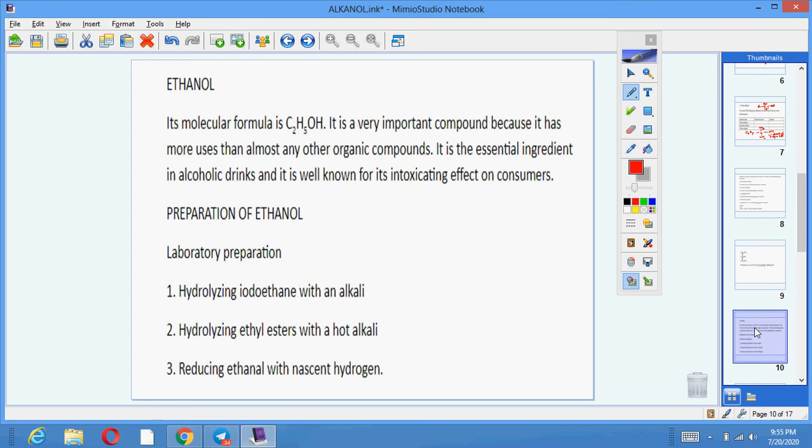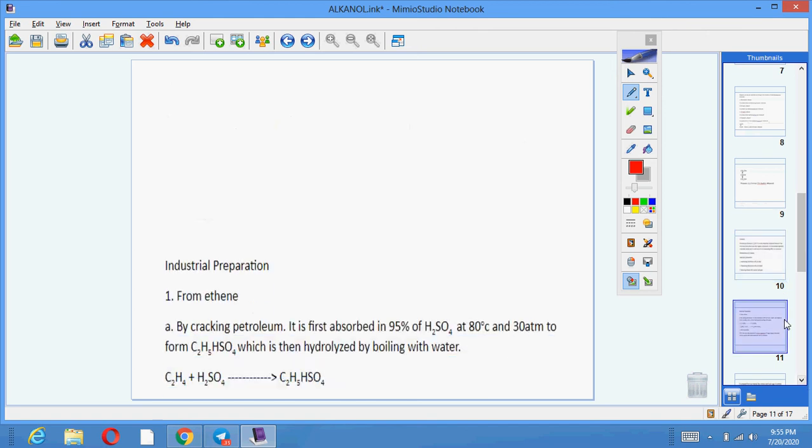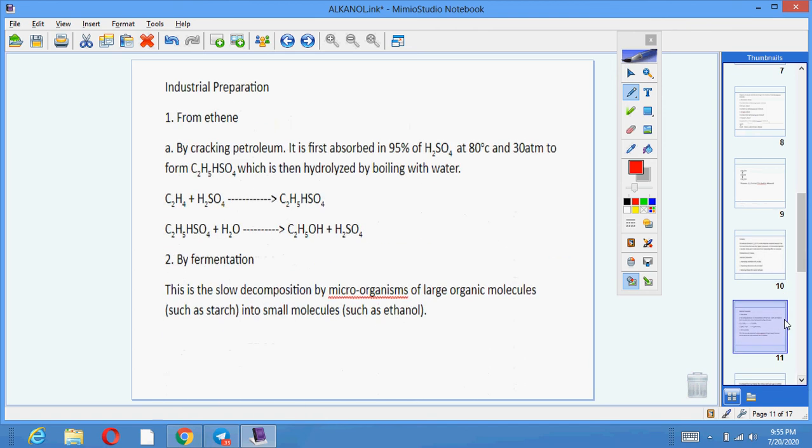Preparation of ethanol. Laboratory preparation: one, hydrolyzing ethyl iodide with an alkali. Two, hydrolyzing ethyl esters with a hot alkali. Three, reducing ethanal with nascent hydrogen. Industrial preparation: one, from ethene by cracking petroleum.